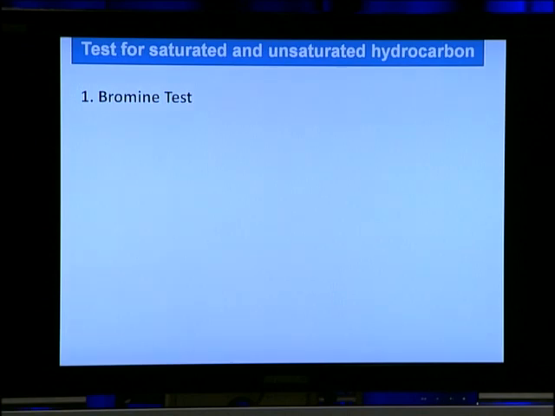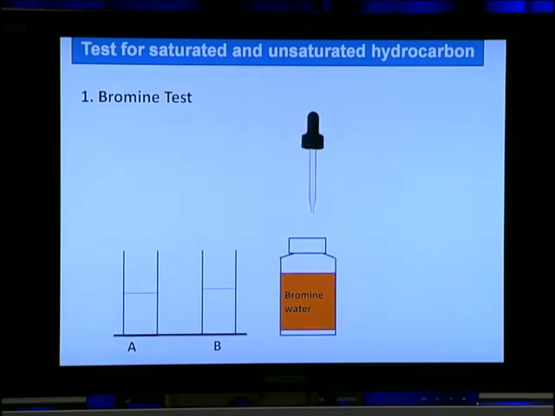The first test is the bromine test. Let's say, for example, we have 2 unknown solutions here, solution A, solution B. Now we do not know which one of these 2 are saturated or unsaturated. Let's find out whether A is saturated or B is saturated, or whether A is unsaturated or B is unsaturated, using a bromine solution which is orange in color.